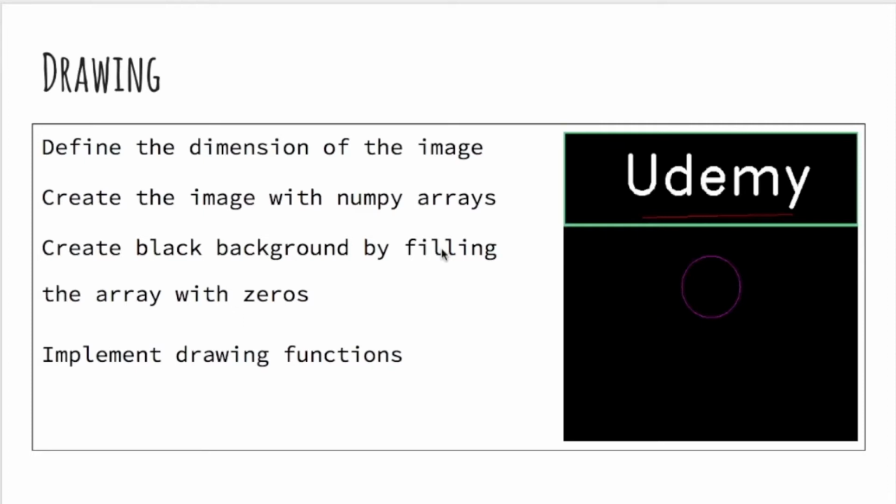I'm going to walk you through how to create your own image by using the drawing functions from the OpenCV library. First thing we have to do is define the dimensions of the image. And then creating the image itself, we have to fill numpy arrays with zeros. That will create our black background we see here. And then we're going to use the drawing functions to implement different structures or different shapes within the image. So let's go ahead and take a look at the code and try to implement this by ourselves.